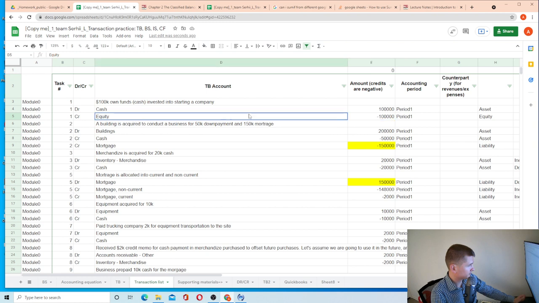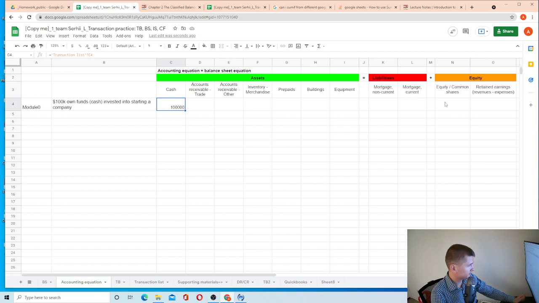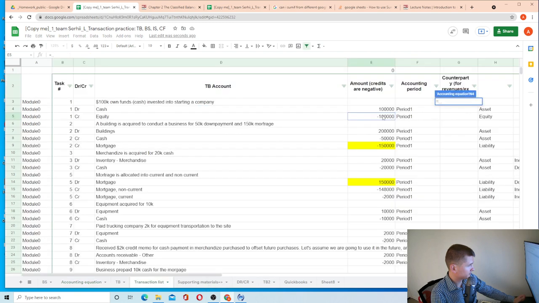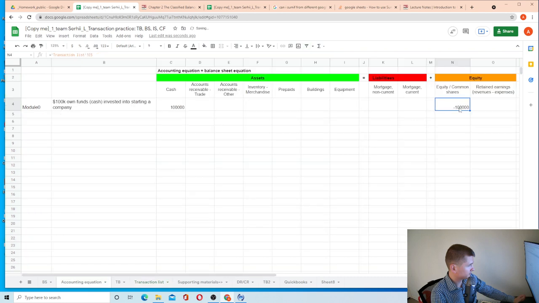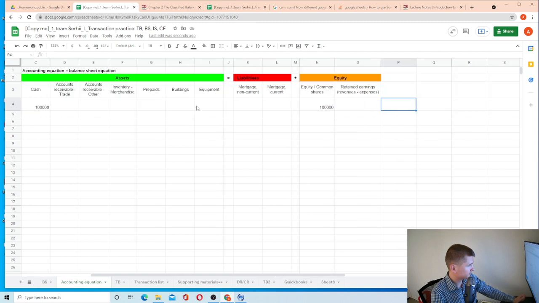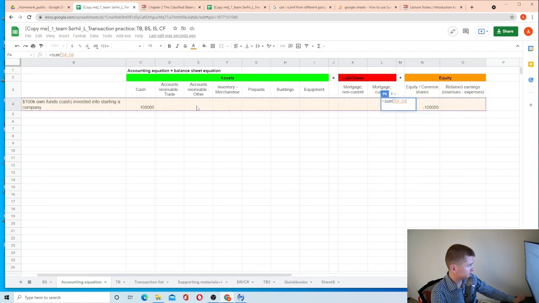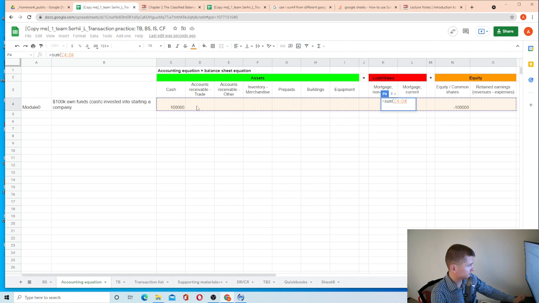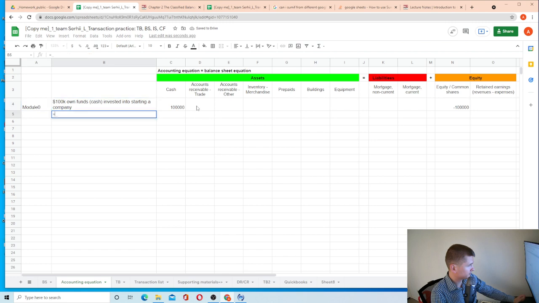We have equity impact of 100,000 credit. So we go to the accounting equation tab and put it into the equity column here. And as a check that the equation holds true, we use a sum function here, and we just sum all these cells, starting from cash, ending with retained earnings. And it's 0, that means we did everything correctly.